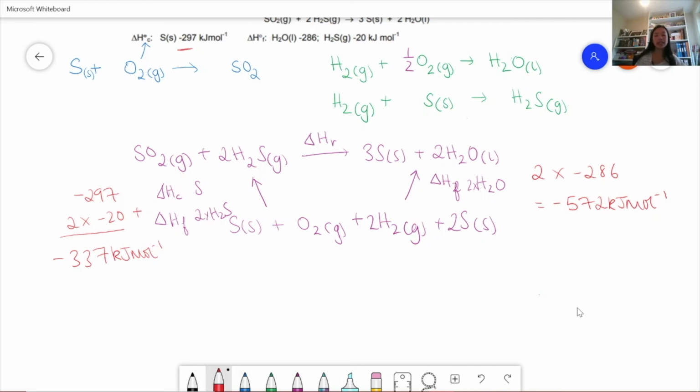So Hess's law states that the enthalpy change is independent of whichever route you take from start to finish. So if we call this the start and this the finish, then that means that if we go this way round, the enthalpy change will be exactly the same as if we went all the way round. And because we know this and we know this, we can then find the enthalpy change of reaction.